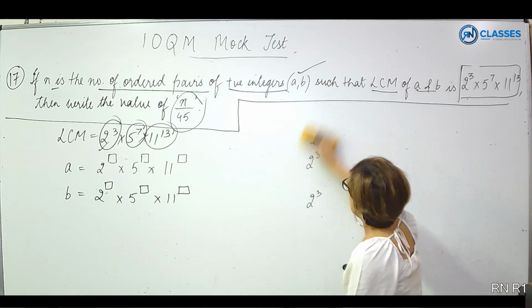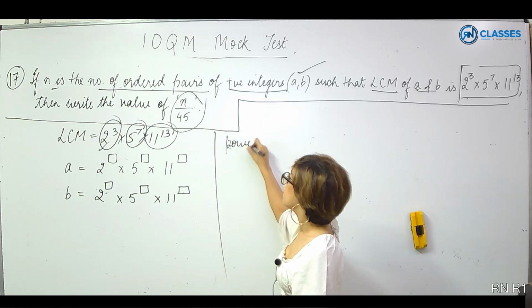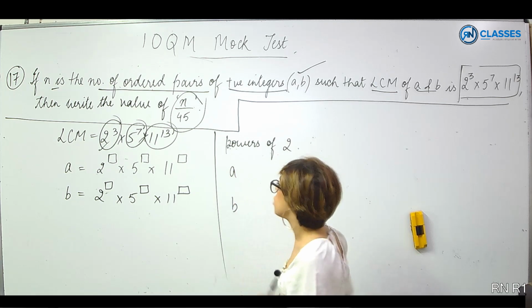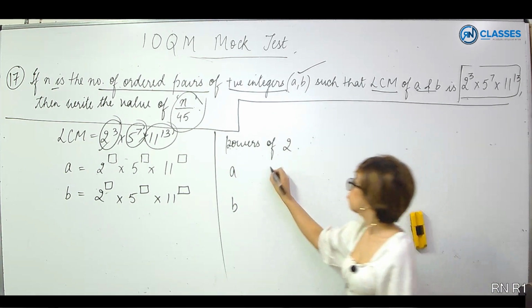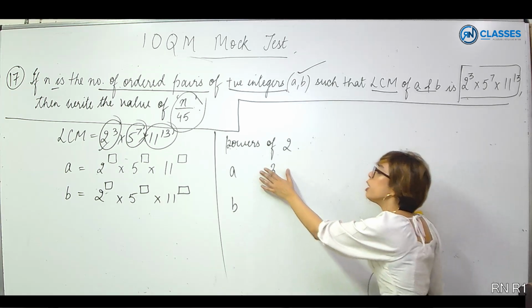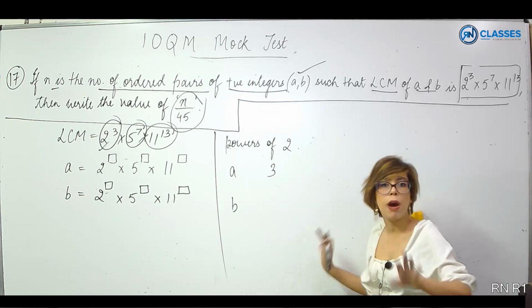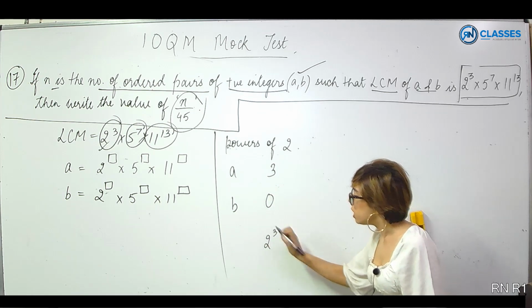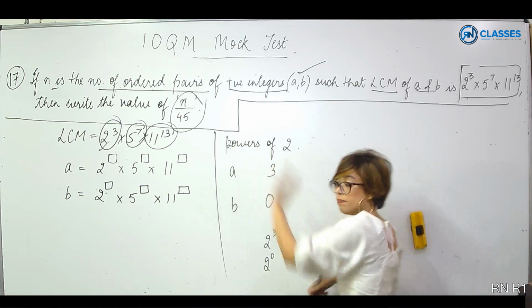Interesting. So let me talk about powers of 2 only, in a and b. Maybe a has the highest power, which is 3. Corresponding to this, there might be a case where b does not have any power of 2. It can be there, because if I have 2 raised to 3 and 2 raised to 0, obviously in the LCM I will take 2 raised to 3.